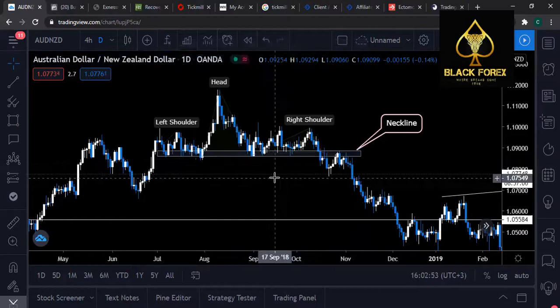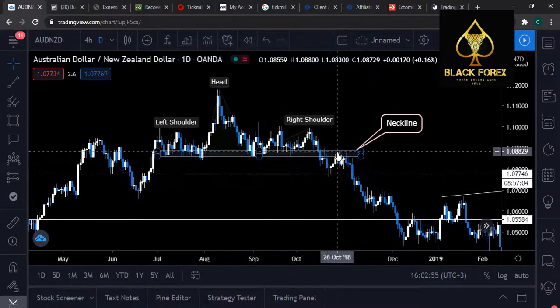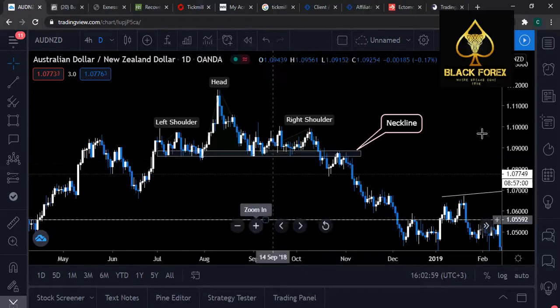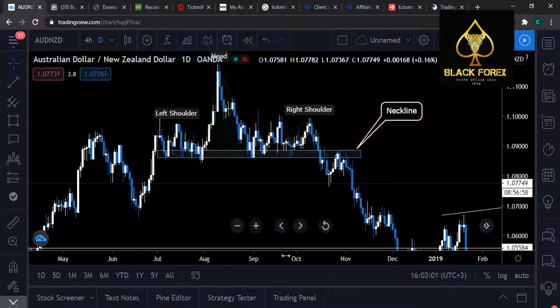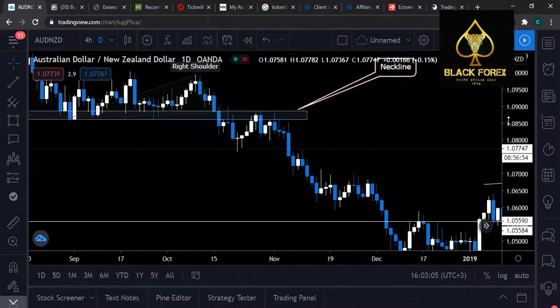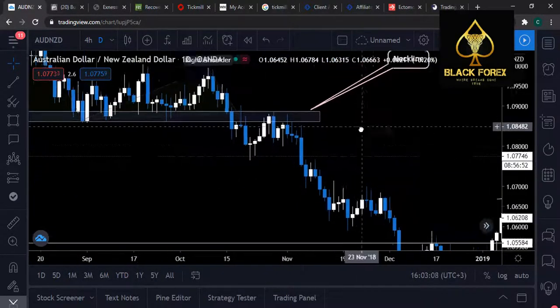The neckline was broken here, nice, and then retested, and then prices kept on pushing low. Now let us look at how we can actually incorporate the things that I taught you in this particular pair, right? First things first, we're going to be looking at the entries.